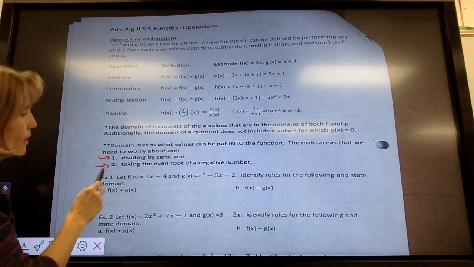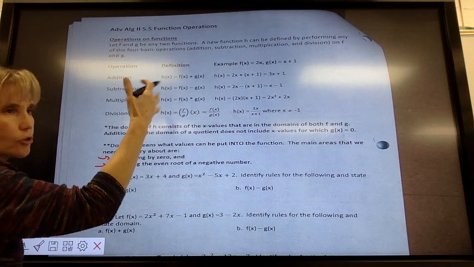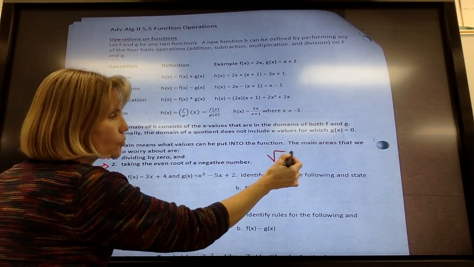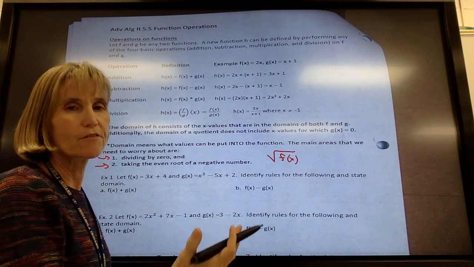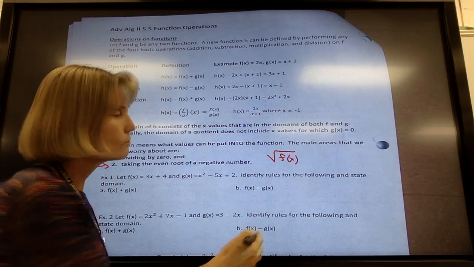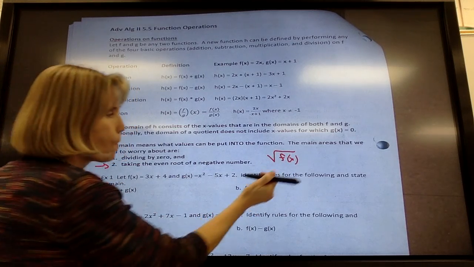And then also, taking the even root of a negative number. So if a function has a radical involved in it, like we're taking the square root of something, if you're trying to take the square root of f of x, well, if f of x happened to be negative, we can't take the square root of a negative value. So we would have to restrict the domain there.